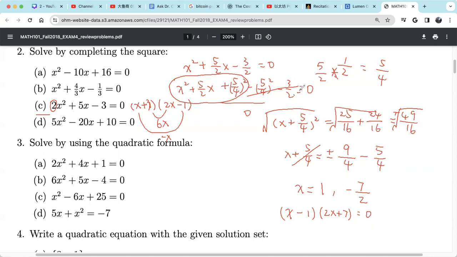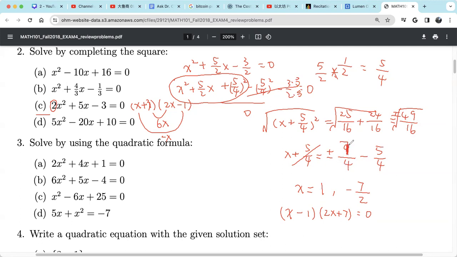2 times 8, 16. 3 times 8, 24. That's right. Then 25 plus 24, that's 49. So 16. Then square root both sides, we have x plus 5 over 4 equals to square root 49 is 7. Oh, I made a mistake here. Square root of 49 is 7, so this is 7, not 9. I made a mistake here. Square root of 16 is 4.